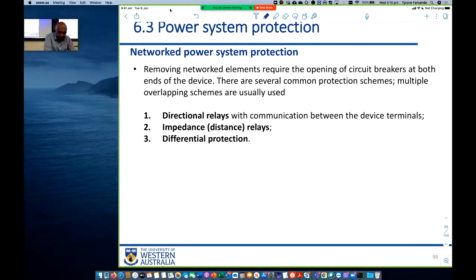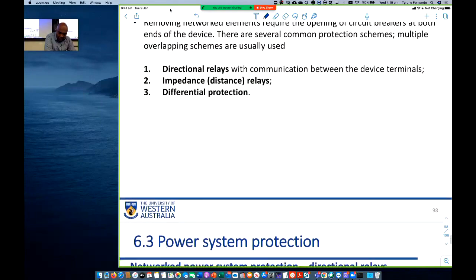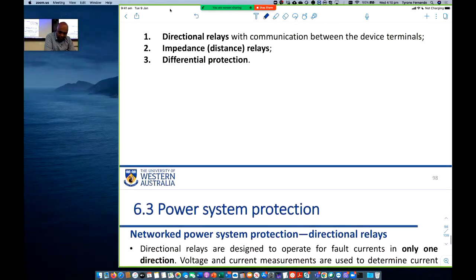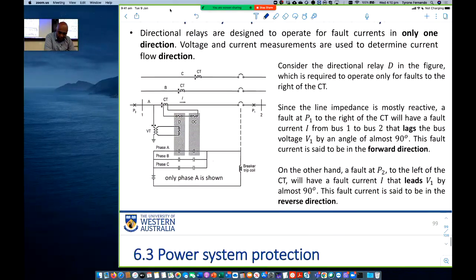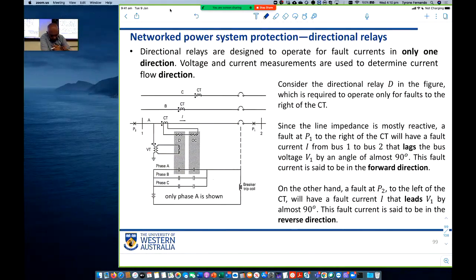There are several common protection schemes. Multiple overlapping schemes are usually used. So we can use directional relays with communication between the device terminals. We can use impedance relays, which are also called distance relays. And we can also use differential protection relays as well. So let's have a look at those. Directional relays.